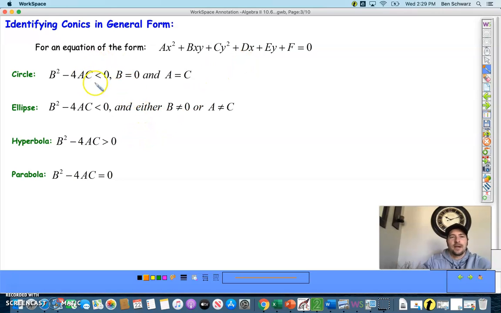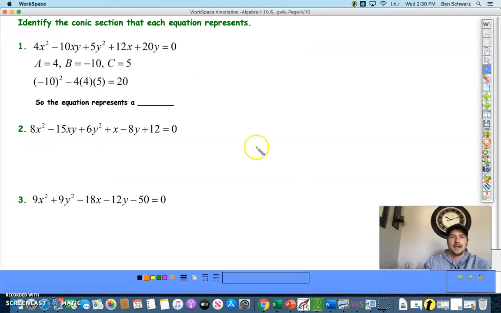So if b squared minus 4ac is less than 0, it's either a circle or an ellipse. To tell the difference, if b equals 0 or a equals c, it's a circle. If not, it's an ellipse. If b squared minus 4ac is greater than 0, it's a hyperbola. If b squared minus 4ac equals 0, then we have a parabola. So let's go and look at some examples.